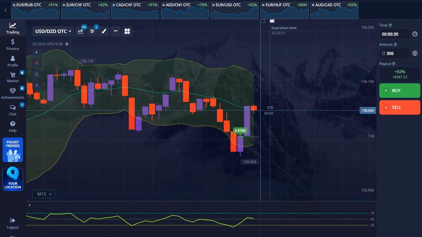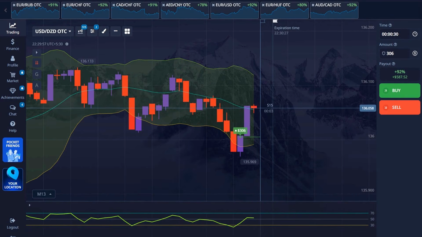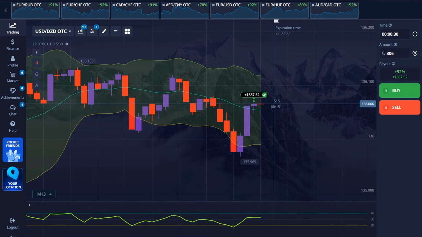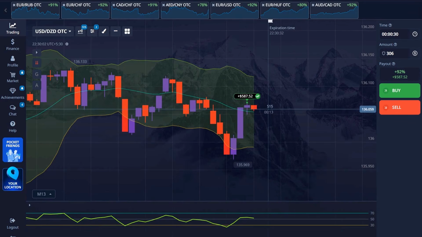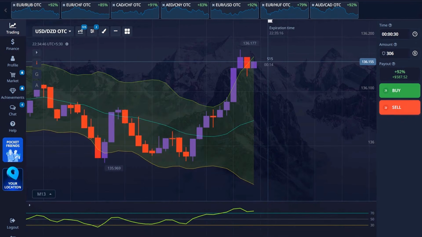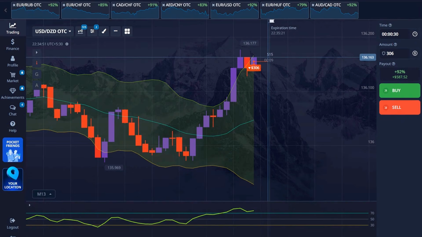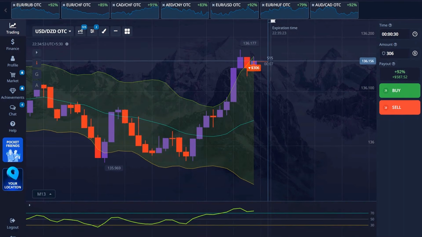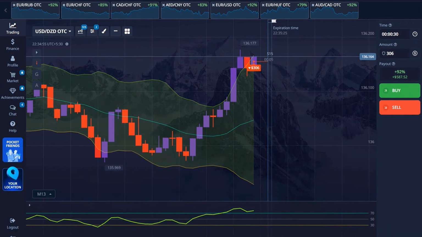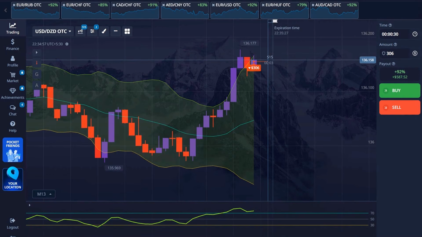For example, a red candle goes below the lower Bollinger Band. The next candle closes back inside the band. The RSI shows 30, which means the market is oversold. This is a clear buy signal. Enter a buy trade. Similarly, a blue candle goes above the upper Bollinger Band. The next candle closes back inside the band. The RSI shows 70, which means the market is overbought. This is a clear sell signal.